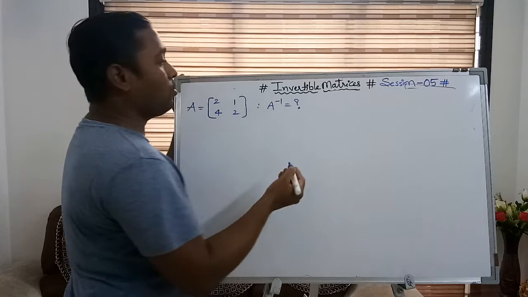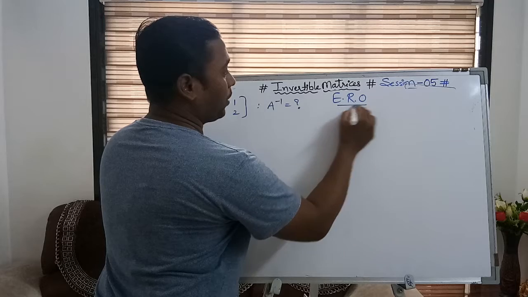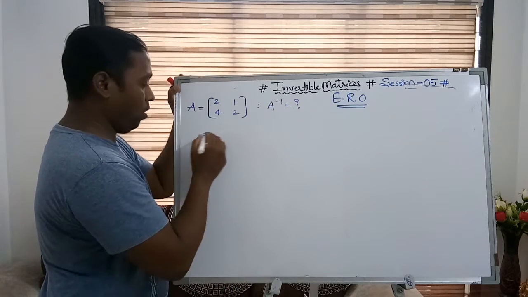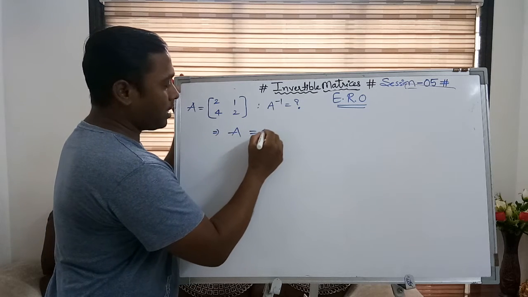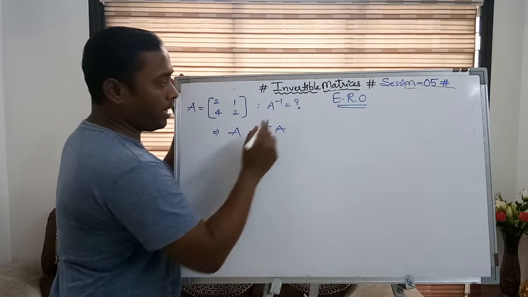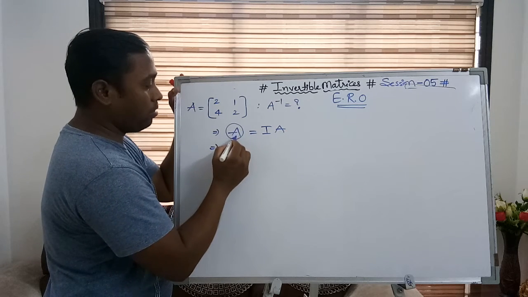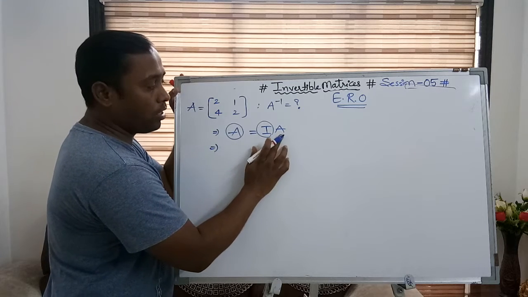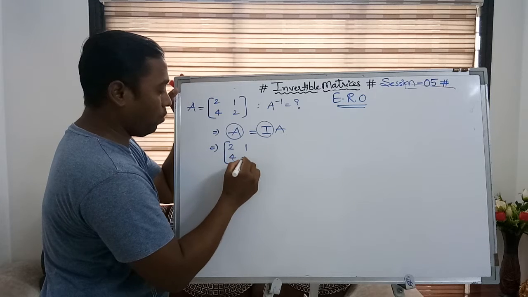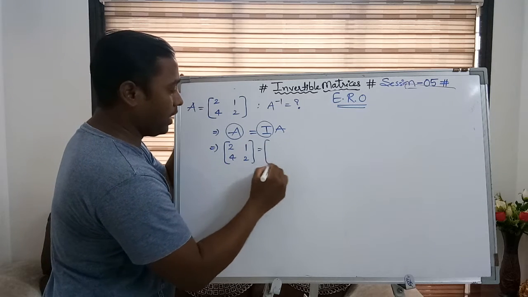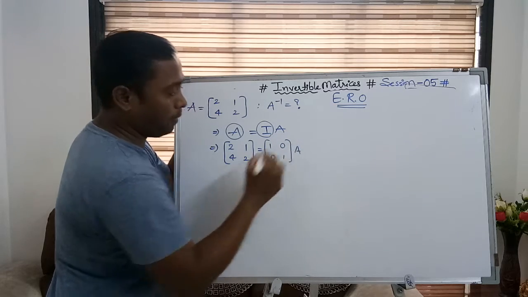Fine. So which method are we using again? Elementary row operation, the ERO method. In this method, how do we start? The first step is that every square matrix can be written as I into A. We'll always start with the first step like this. Then we substitute the matrix A here, and I here, and we will not disturb this A. So what is A here? 2, 1, 4, 2. And what is the identity matrix here? 1, 0, 0, 1. And then A.